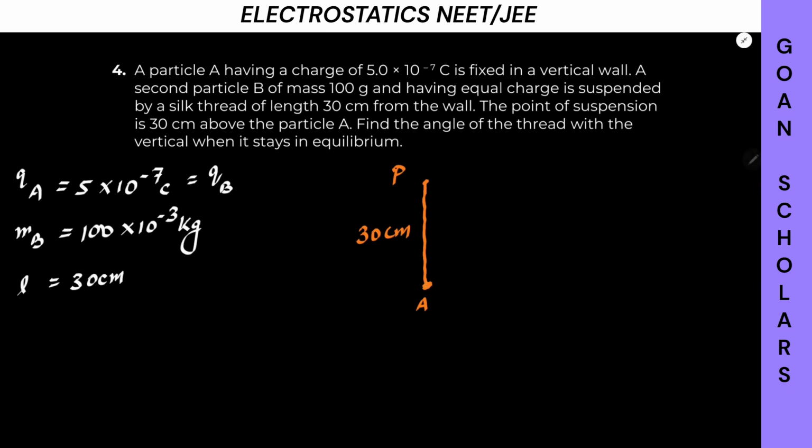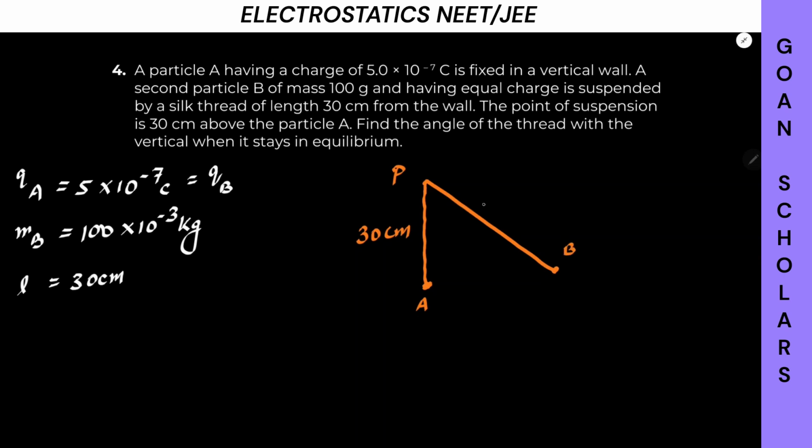A particle A having a charge of this much is fixed on a vertical wall. So this is our vertical wall. Imagine any wall in your room. Second particle B of mass 100 grams and having equal charge is suspended by a silk thread of a length of 30 centimeter, which is at this point here. And this is our B, let's say.